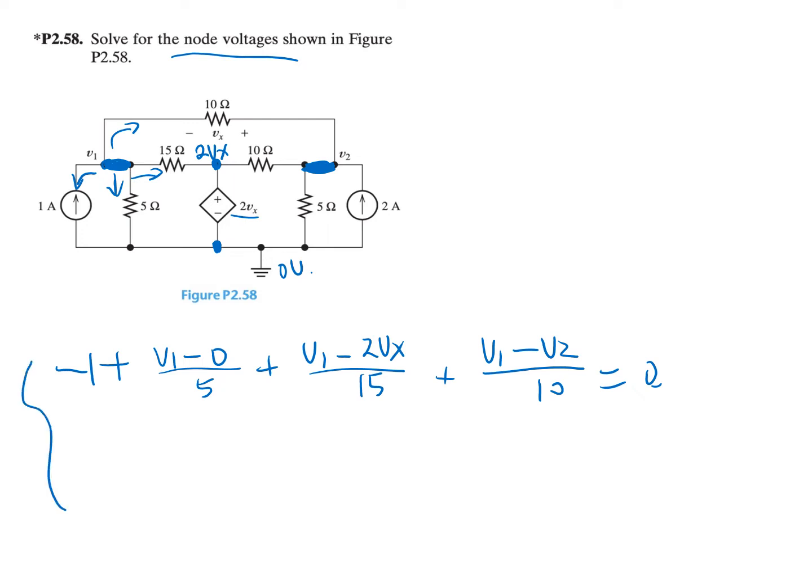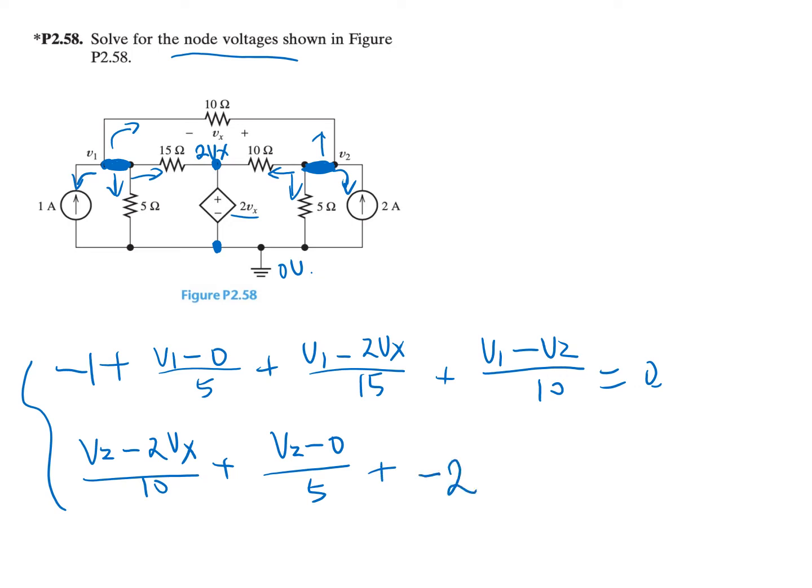Now comes to the second node. Similarly, we have currents here, here, here, and here. So we can do (V2 minus 2Vx) divided by 10 plus (V2 minus 0) divided by 5. Here the current flows the opposite as we assumed, so we use -2. And here we have (V2 minus V1) divided by 10 is equal to 0.